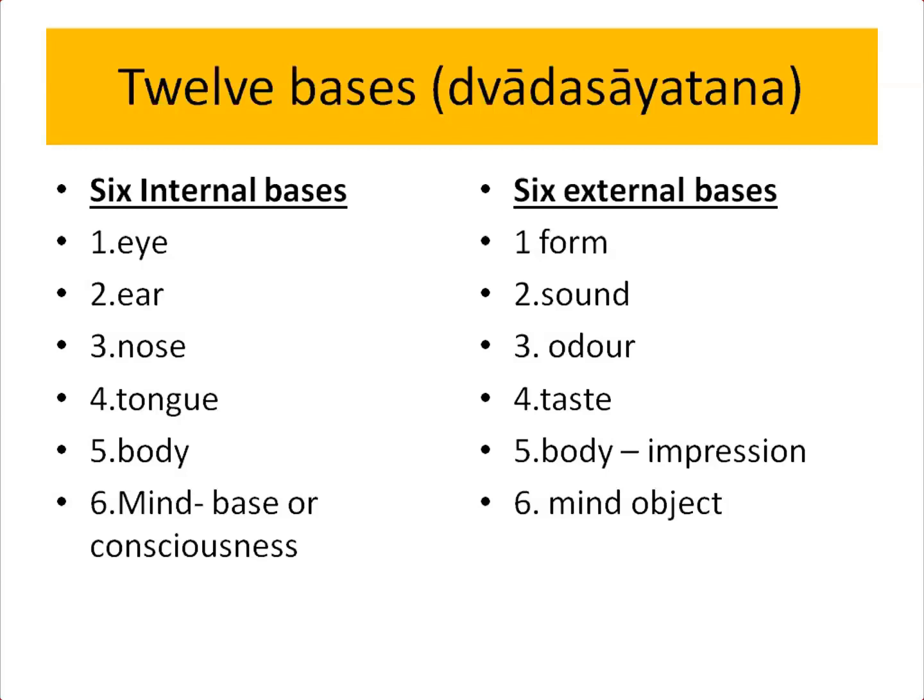So that is why, as a second practice in the Sutta, the Buddha advised monks to reflect on these 12 bases, which we call dvādasāyatana in Pali. The 12 bases are selfless, soulless. These are conditionally arising things. Now we can divide these 12 bases into two: 6 internal bases and 6 external bases.